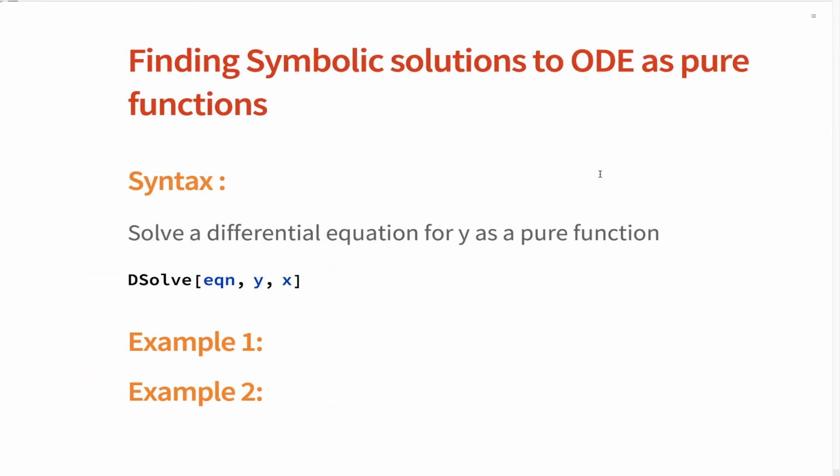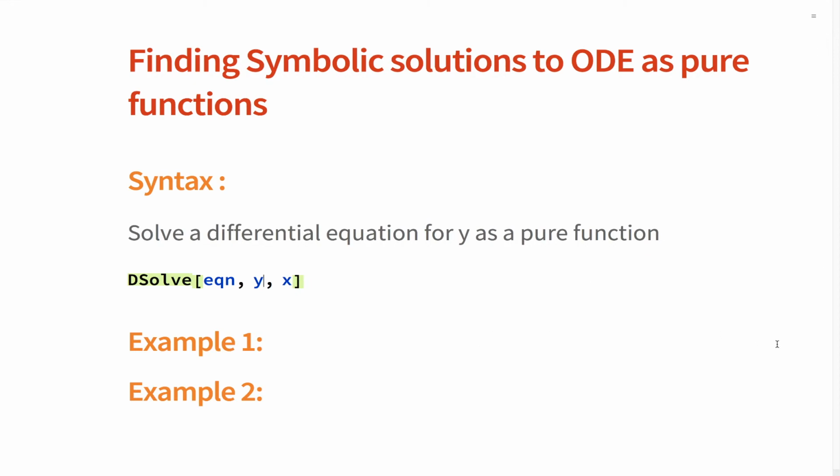Let's see how you solve the symbolic solution of an ODE as a pure function. Before, you saw that when we were using the function DSolve, we specified y(x). But in this scenario, instead of y(x), if we give the parameter y, the solution will be returned as a pure function. The advantage of getting this is that it will be useful for verifying the solution of the ODE and for using it in further analysis.